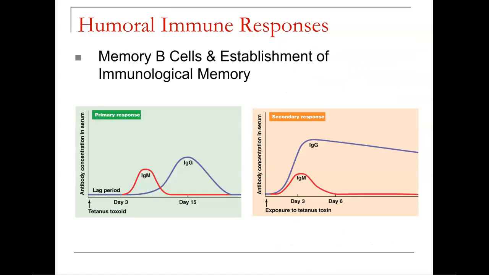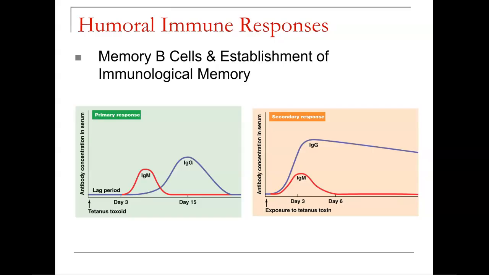Now, coming to the memory B cells, these are cells with BCRs that are complementary to a specific antigen triggering production. They persist in the lymphoid tissues, that's where you're going to find them, and they initiate antibody production if antigens are encountered again.